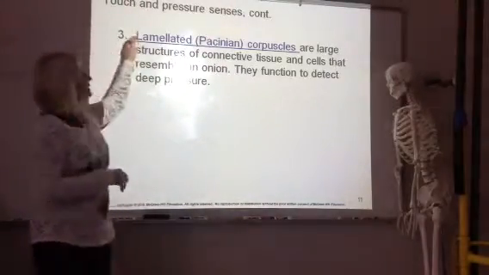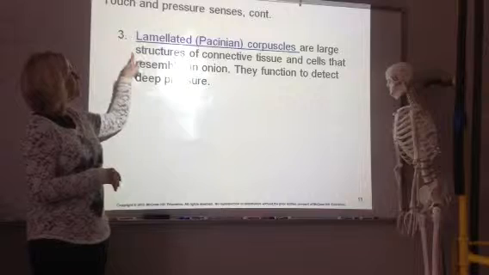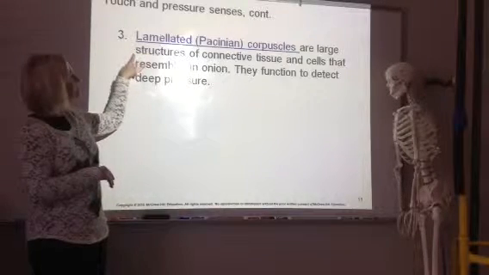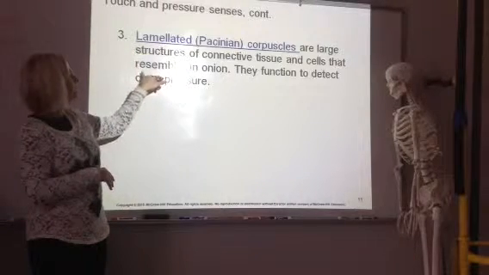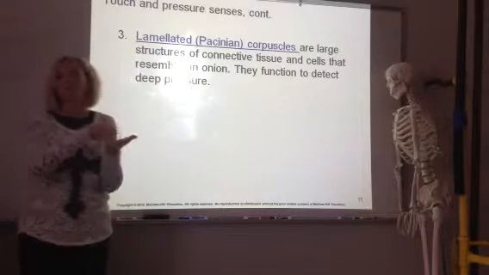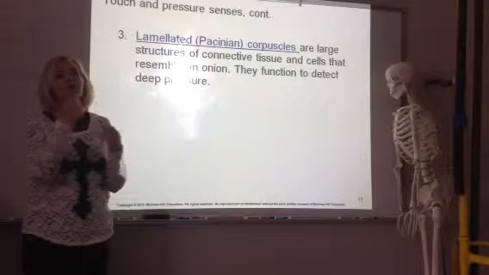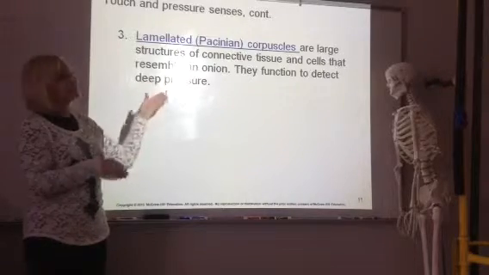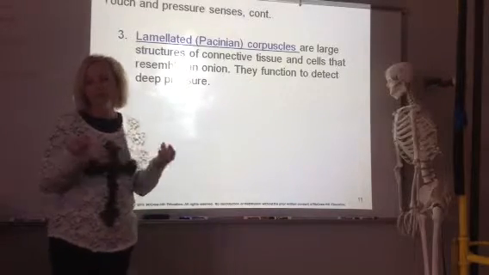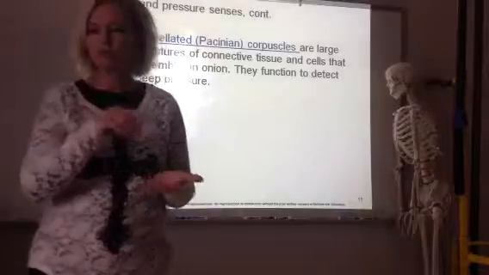Lamellated or Pacinian corpuscles are large structures of connective tissue and cells. They kind of look like an onion. They are going to be more of a deep pressure, not so much the light. So Pacinian is going to be more of a deep pressure.